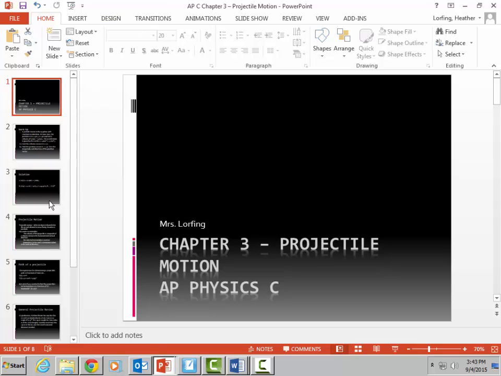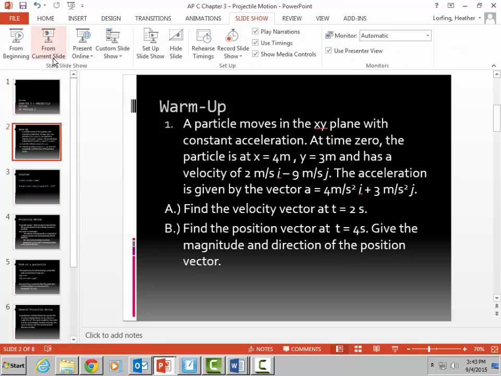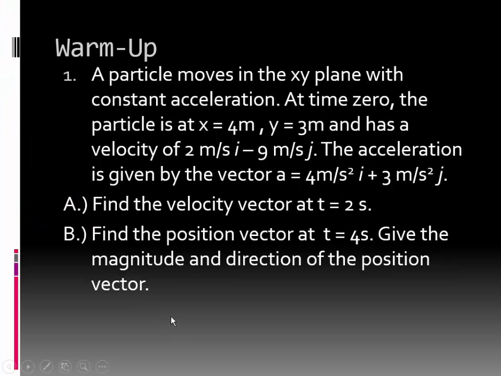And let's go to here. All right, so a particle moves in the xy plane with constant acceleration. We have, at time 0, the particle is at 4 and 3, and it has a velocity of 2i and 9j. And the acceleration is given by the vector 4i and 3j. So find the velocity vector at 2 seconds.